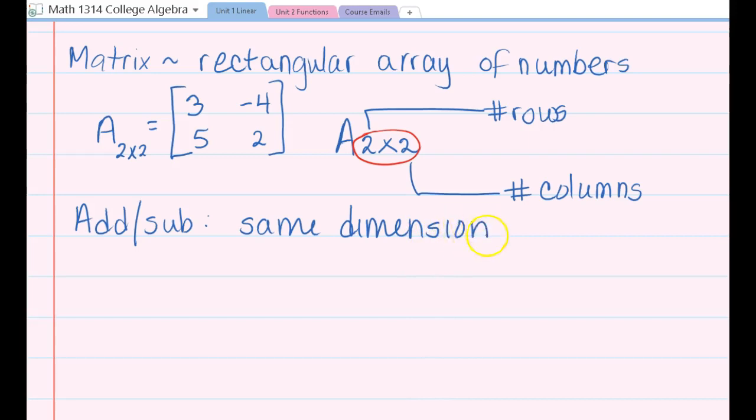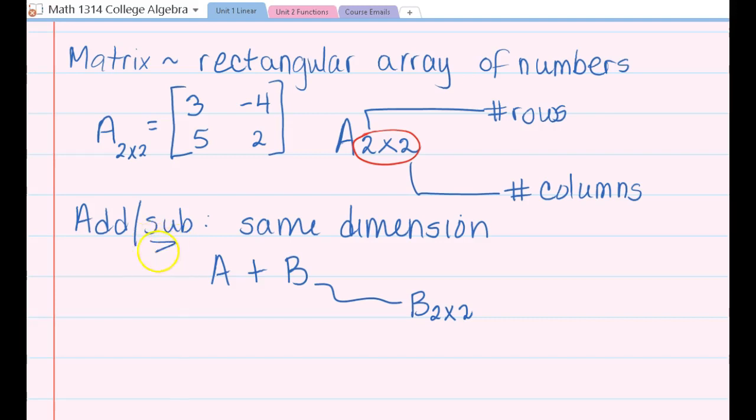So if I wanted to add matrix A to some other matrix, we'll call it B, we will also know that matrix B needs to be a 2 by 2 matrix. And you should be able to see a video about adding and subtracting matrices.